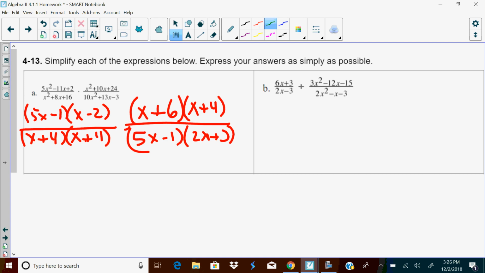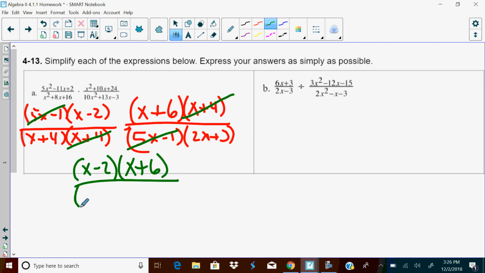Switch colors. So I can cross out the 5x minus 1s. I can cross out one of the x plus 4s. And then everything else is just left. So I get x minus 2, x plus 6, over x plus 4 times 2x plus 3.